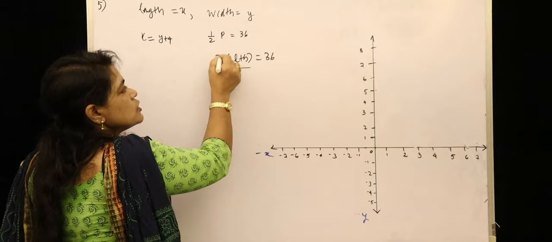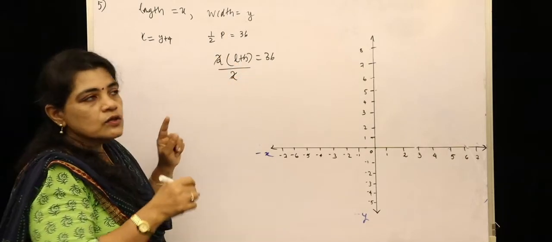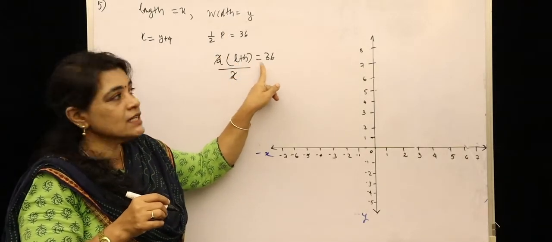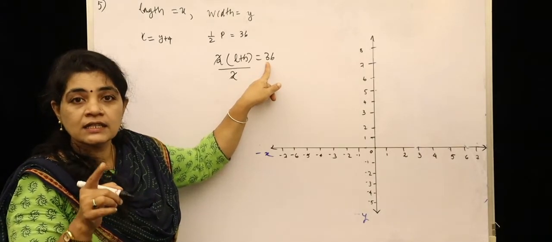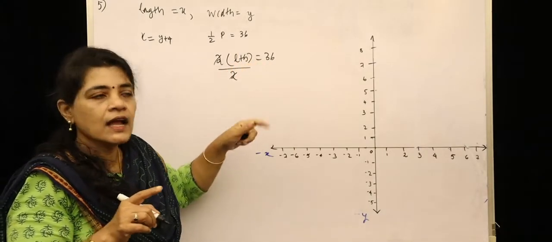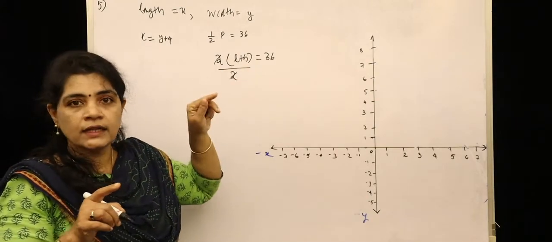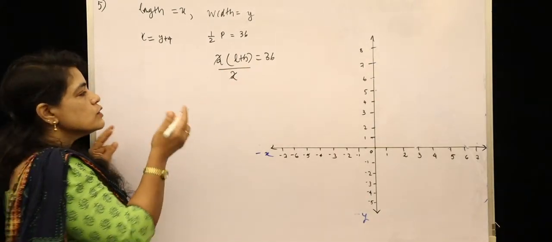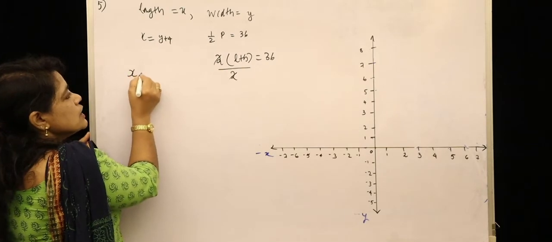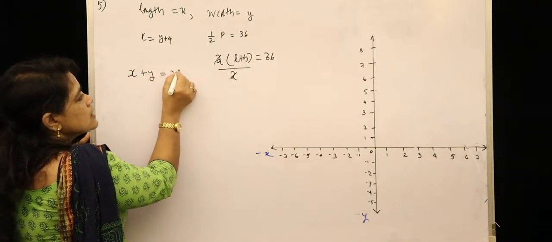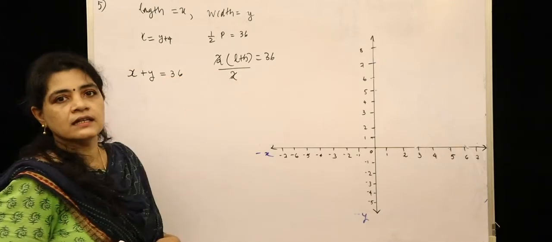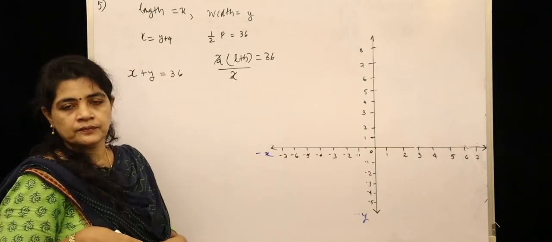So what happens? This 2 gets cancelled. So from here you are getting an equation, that is L plus B equal to 36. And what is L? That is length, and that we have taken as x, and breadth is y, that is width, we have taken as y. So from here you are getting the first equation, x plus y is equal to 36. 2 gets cancelled, half the perimeter.